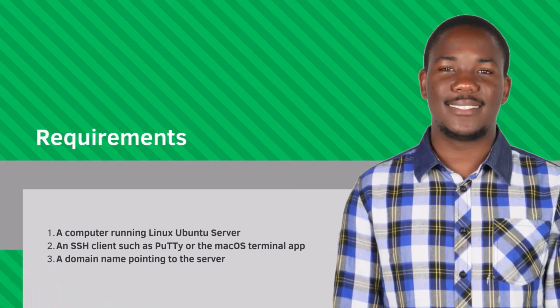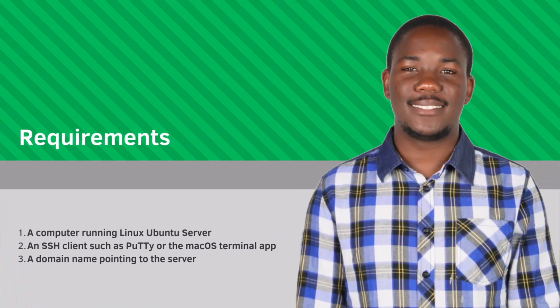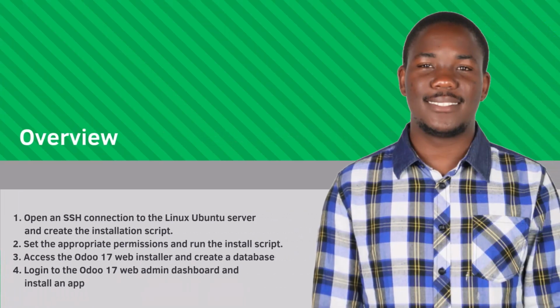Before we begin, let's take a look at a list of the requirements needed to follow along with this guide. First, you're going to need a Linux Ubuntu server. It can also be a cloud-hosted VPS on any cloud provider. You're also going to need an SSH client such as PuTTY or the macOS terminal app. And finally, you need a domain name pointing to the Linux Ubuntu server.